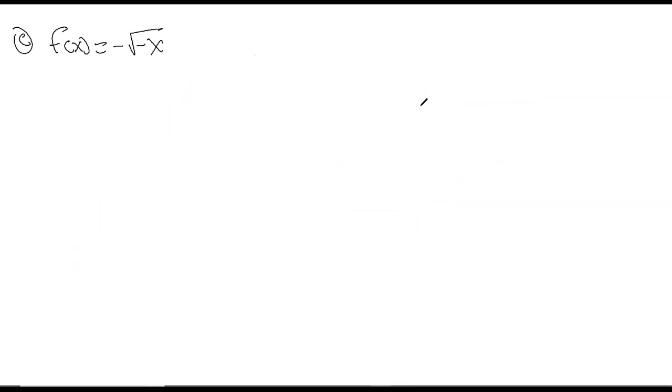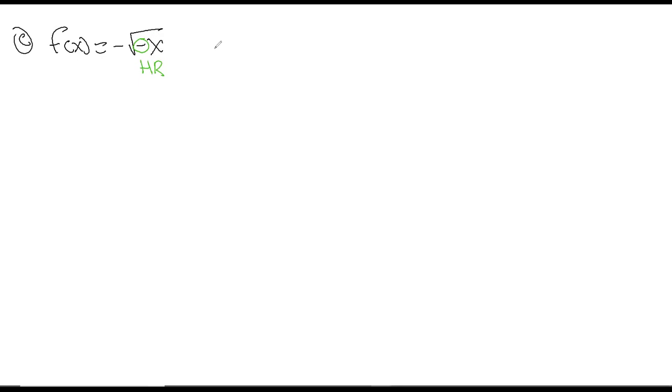Negative square root of negative x. Well, guess what? This has a negative inside. So that's a horizontal reflection. I'm abbreviating now, and I'm going to do that a lot moving forward. HR for horizontal reflection. Make sure you understand that.